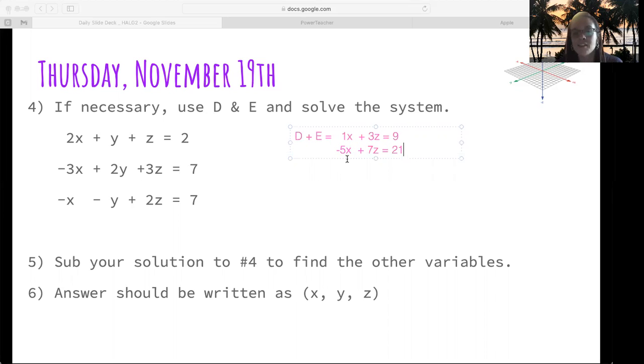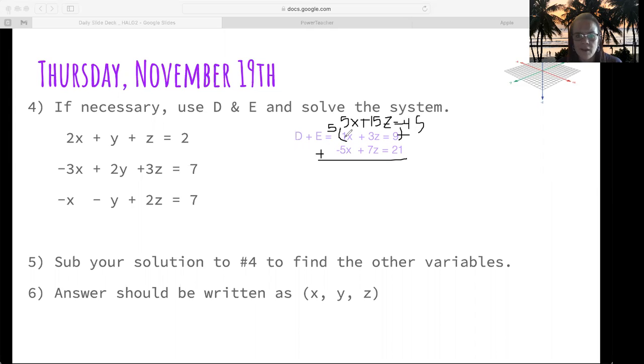Now I have a real system that I know how to solve, a 2-variable system. The x lines up, the z lines up. Now I can do my elimination the way that I know how. So we're going to go ahead and solve this one. We can multiply the top one by a positive 5 because then my x's will cancel. So let's multiply that. I'll get 5x plus 15z equals 45.